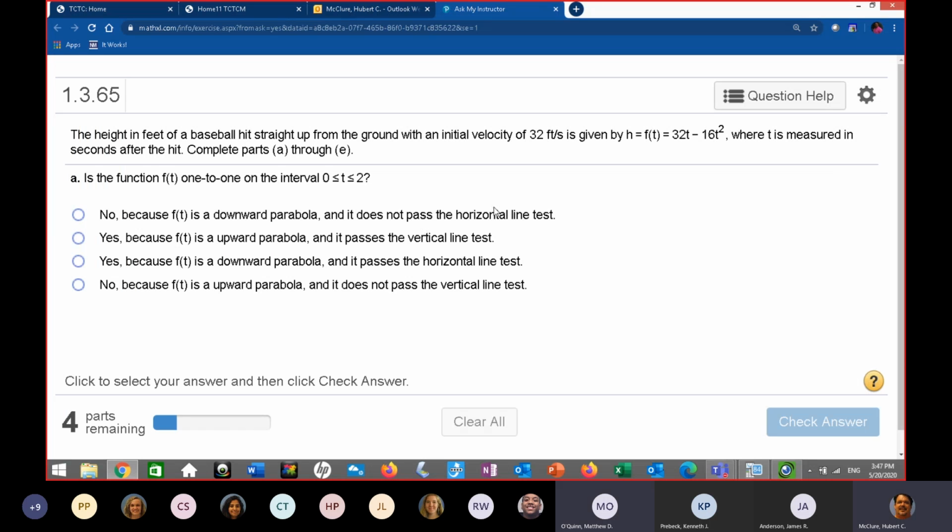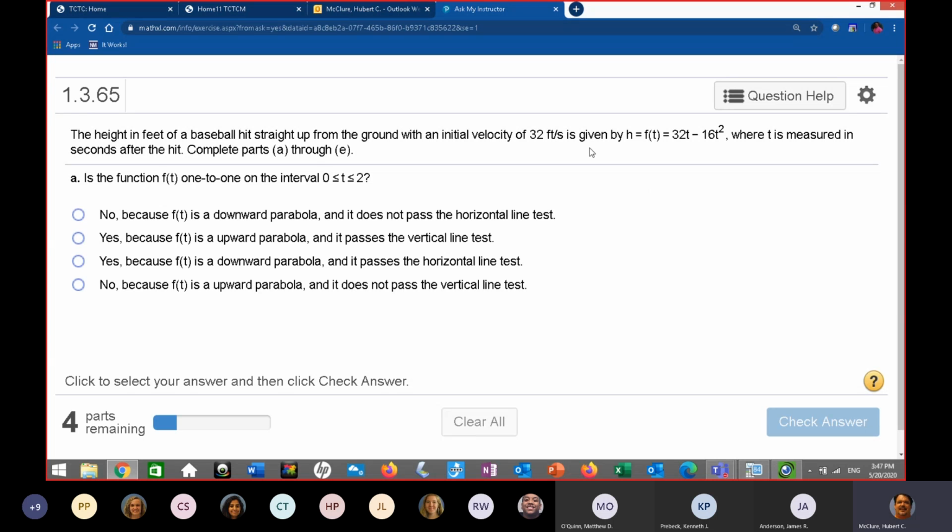Okay, this question is the one that Miss Patel sent in. And Miss Patel, we're going to do this one. The first thing you do on this question is graph it. Go ahead and graph it on your calculator: f of x is equal to 32x minus 16x squared. Graph it, and find the vertex and the x-intercept. That's the first thing you need to do, because you need to understand what's going on with this thing. Okay?